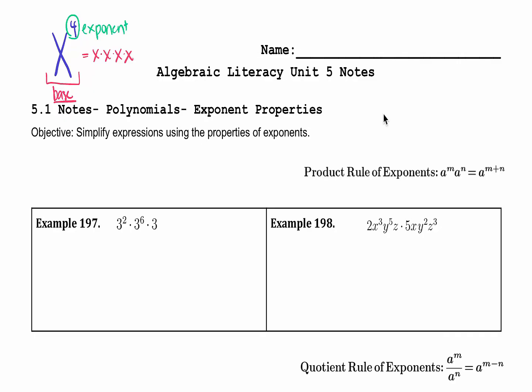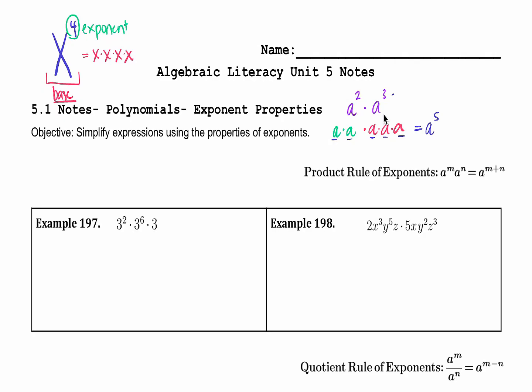Before we actually look at the examples, I want to make up an example for you right here. If I have a to the second times a to the third, let's think about what that really means. A squared really means a times a. A to the third really means a times a times a. So in total, we have a times a times a times a times a. If we condense that and write that in exponential form, we have a to the fifth power.